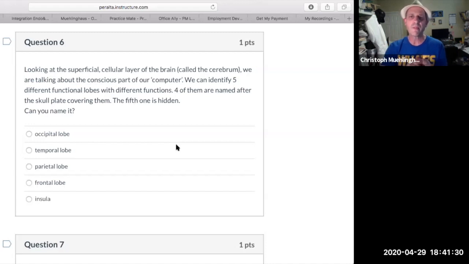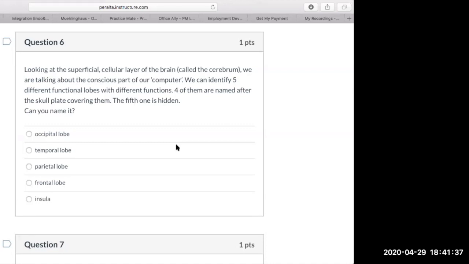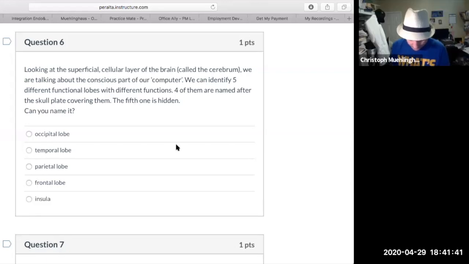Four of them are named after the skull plates covering them. The fifth is hidden. What is its name? Insula. Insula. That's Carlos, right? Yep. Good. So that's just pure anatomy, right?